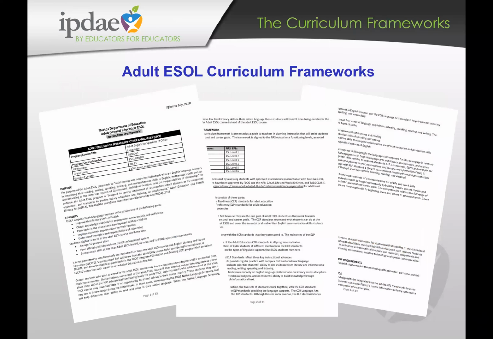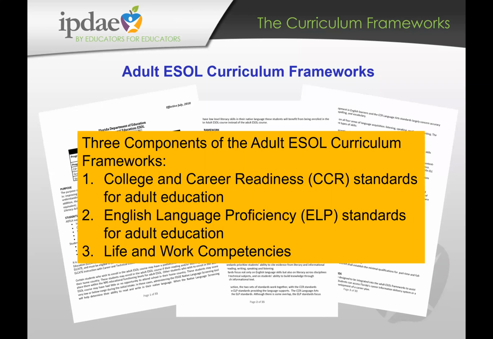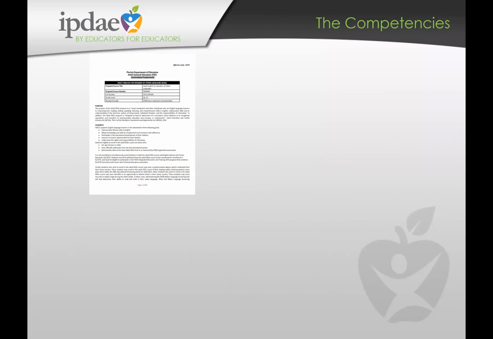So this is another document that you're also familiar with. As you may already know, we have the Adult ESOL Curriculum Framework. The Adult ESOL Curriculum Framework has three components. It has the College and Career Readiness Standards, it has the English Language Proficiency Standards, and it has the Life and Work Competencies. So let's focus a little bit more on the Life and Work Competencies.